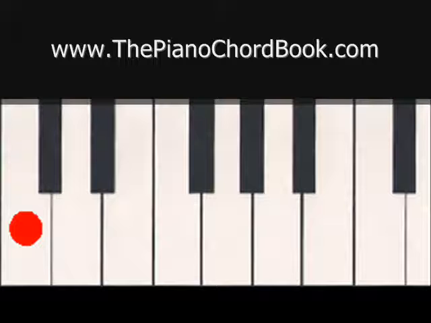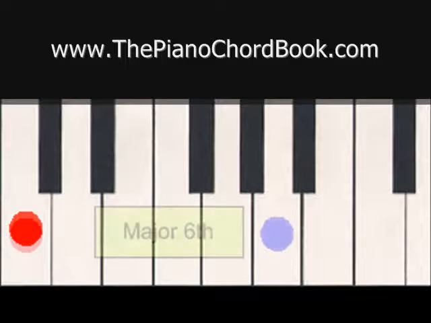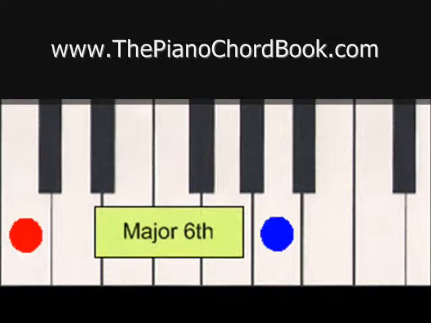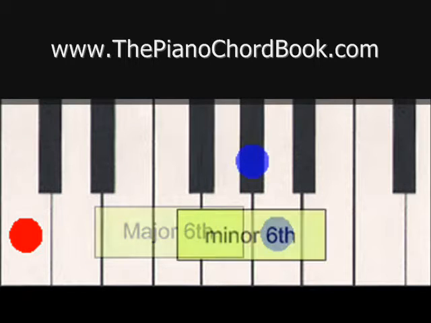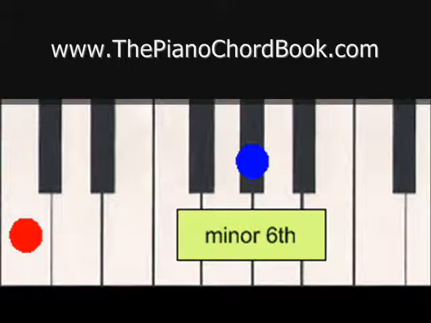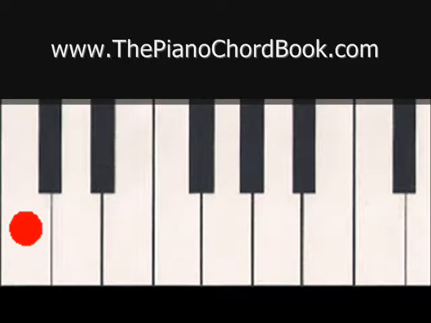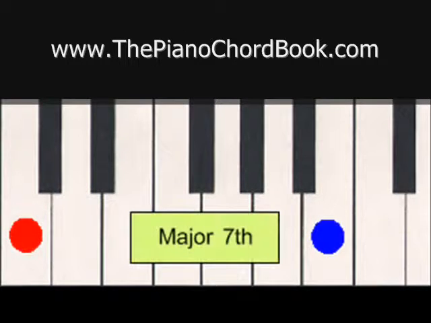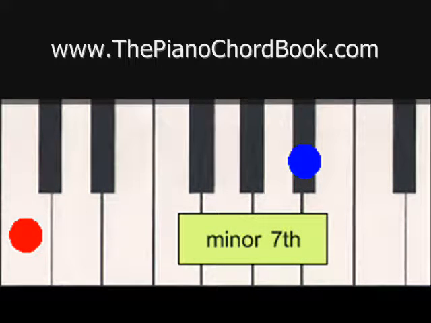And going on to the sixth, from C to A is a sixth, but it's also called a major sixth. And if you take the A down to the A flat, 1/2 step down, that gives us a minor sixth. And finally, from C to the higher B is a major seventh. And if you take it a 1/2 step down, you get a minor seventh.